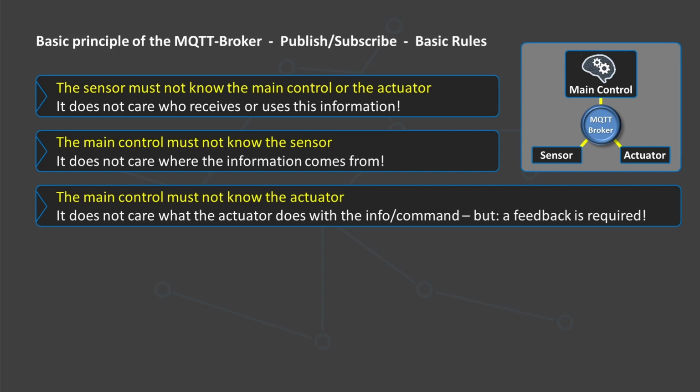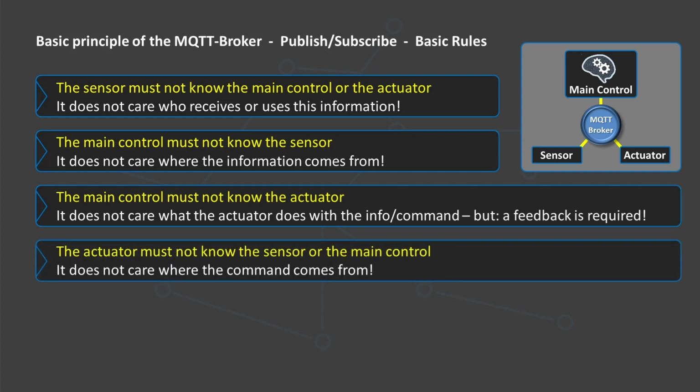The main control can receive sensor values and can send commands without knowing the hardware or software environment of the information source or command's receiver. It must not even know the physical message submission channel, which normally could be a problem when gateways or bridges come into play. The actuator must not know the sensor or the main control. It does not care where the command comes from.